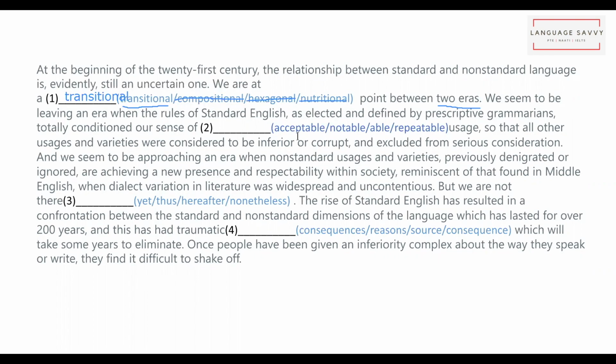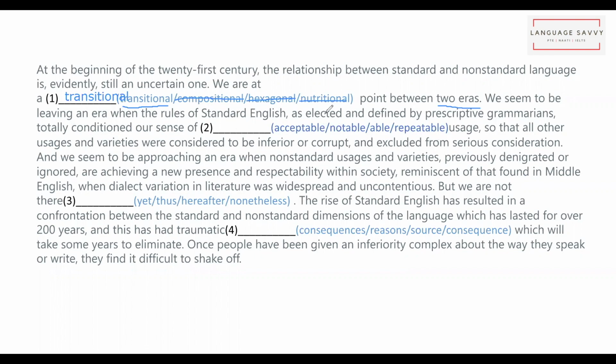So once again, let's read the options of the second fill-up. Our options are acceptable, notable, able, and repeatable. So once again, we cannot use grammar because these are different words in the same form. So here we'll have to read the actual paragraph. So let's begin. We seem to be leaving an era when the rules of standard English, as elected and defined by prescriptive grammarians, totally conditioned our sense of dash usage.